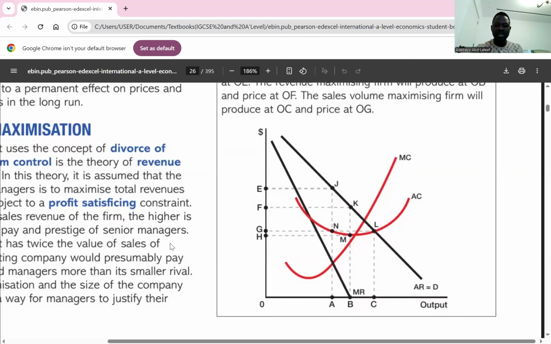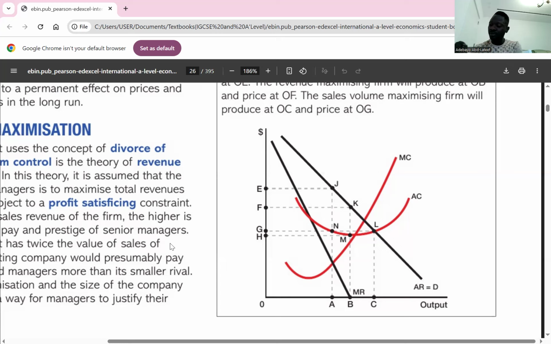I think you get the point here. So that is profit maximization. Profit maximization in the short run is where MC equals MR, and the price will be OE, and the output will be at OA. I think it's clear, right? Great. So that's about profit maximization.